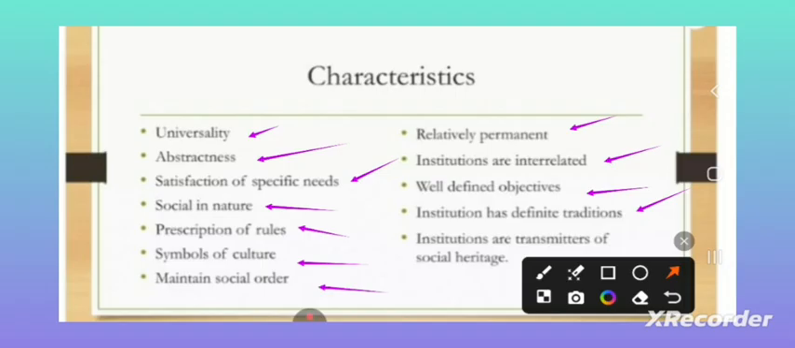Institutions have well-defined traditions. They are built upon history, customs, and long-standing practices. Institutions are transmitters of social heritage. They are the primary means by which a society's culture, values, and knowledge are passed down from one generation to the next.